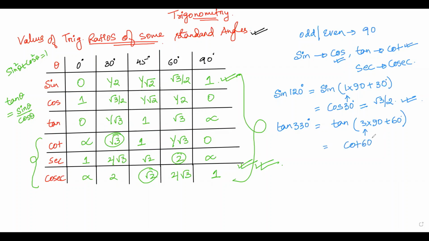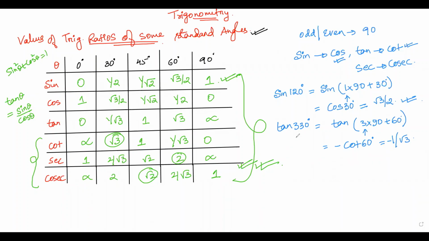So this would be cot 60. And 330 degrees lies in the fourth quadrant, and in the fourth quadrant, only sec and cos of any angle are positive. So tan 330 would be negative, so we'd be putting a negative sign here. And from this table, we know cot 60 is 1 by root 3. So this would be minus 1 upon root 3.